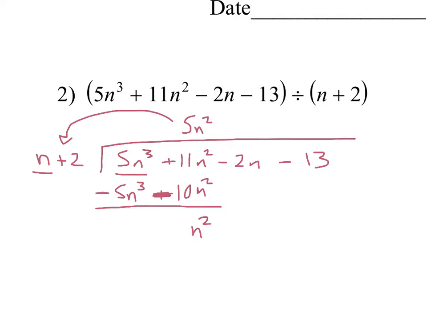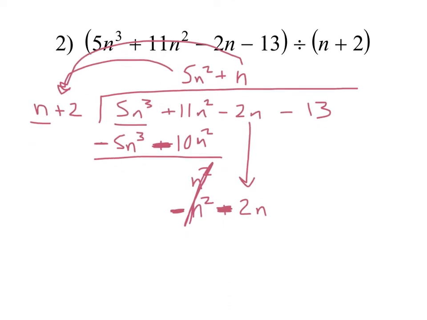So now what times n gives us n squared? N. And now we multiply n times n plus 2. So n times n is n squared, and then n times 2, 2n. And now we need to change the signs again. So these cancel out. And then we combine these two. So we have negative 2n minus 2n. And what does that give us? Negative 4n.